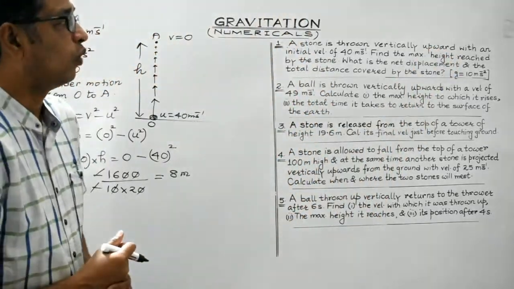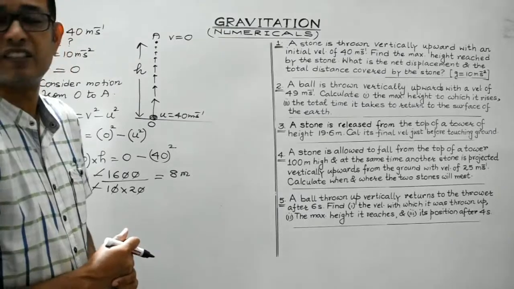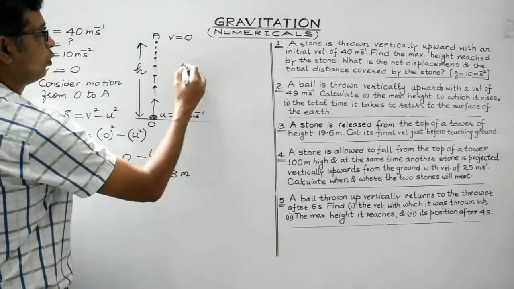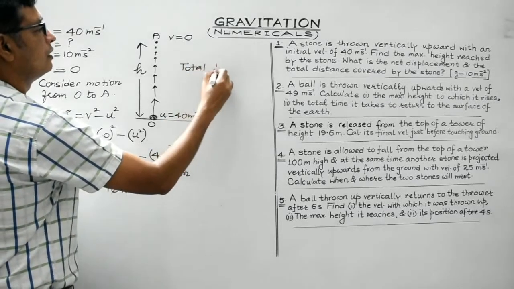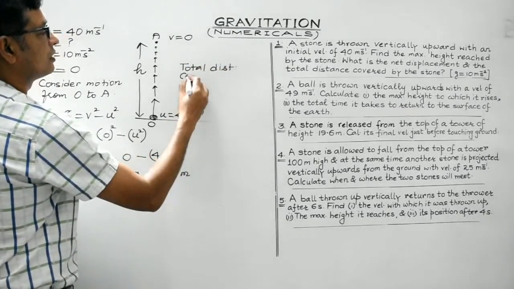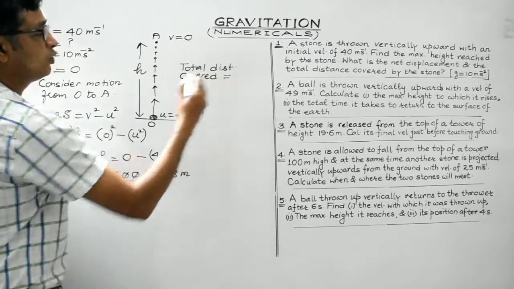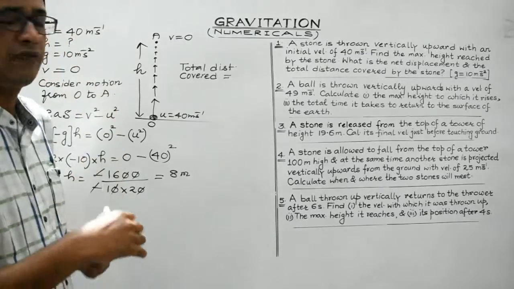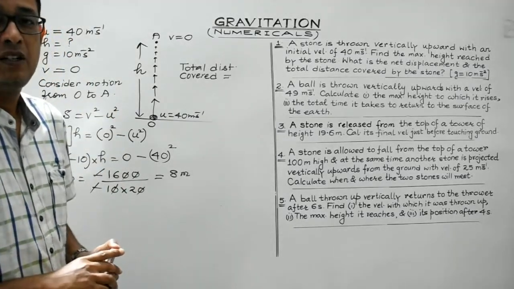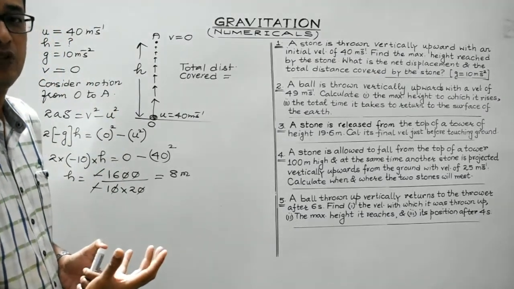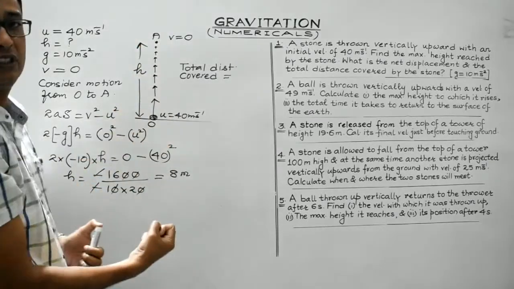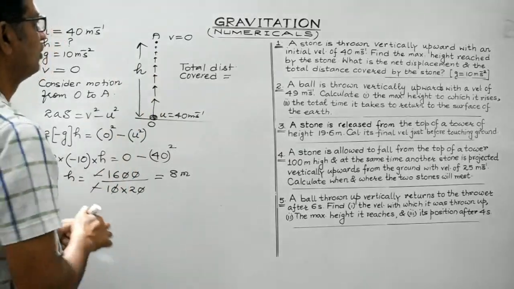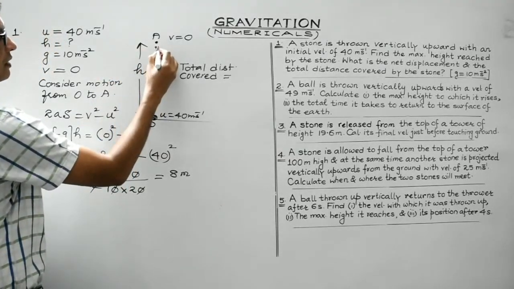Second part is, what is the net displacement and the total distance covered by the stone, right? Total distance. So now as we are aware, as it reaches the maximum height, its final velocity will obviously become 0. But thereafter, due to Earth's gravity, it will come back to the Earth, retracing the same path but in the opposite direction. So now it will come back like this.